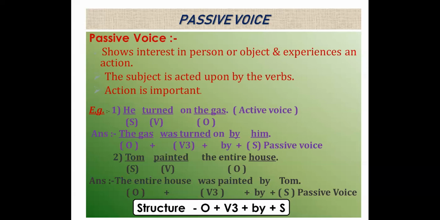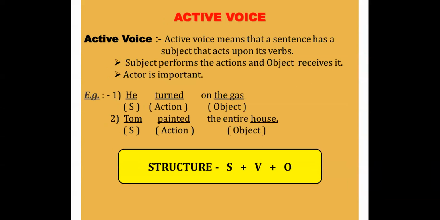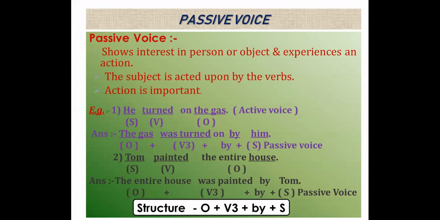So students, keep in your mind, what is the structure of active voice? Subject plus verb plus object. And what is the structure of passive voice? Object plus V3 plus by plus S. That is object plus third form of verb plus by preposition plus subject. S means subject.